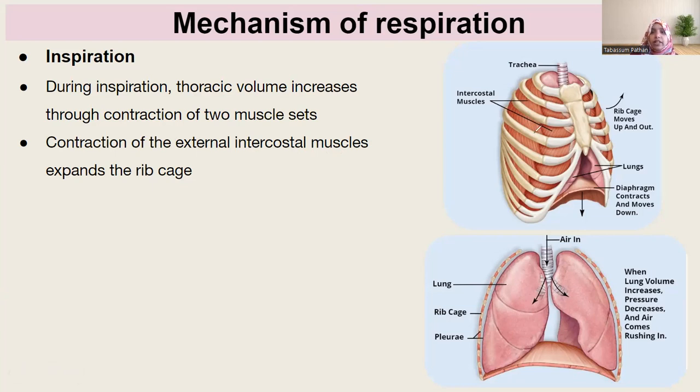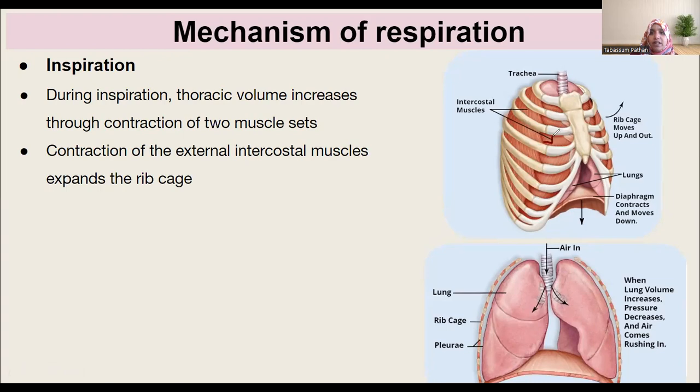You can see over here, these are the intercostal muscles. Intercostal muscles are the muscles between the ribs. This is the trachea. Inside, you can see the lungs. You can see the lungs over here. Inside, the lungs are then in this rib cage. The rib cage moves up and out, and this is the contraction of the intercostal muscles. You can see these muscles in between.